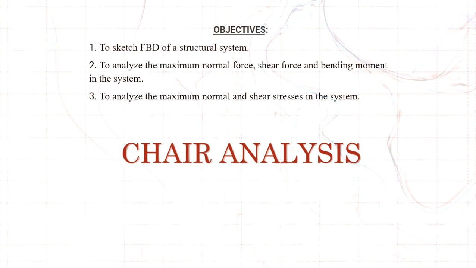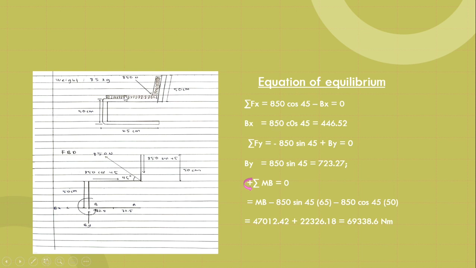Assalamualaikum. So today I will explain how we get the maximum normal force, shear force, and bending moment. Okay, so this is our picture of the chair. This chair weighs 85 kg, which means that the force is 850 Newton. So these are the measurements, which are 50 cm and 65 cm. So this is our FBD, and firstly we find the equations of equilibrium.